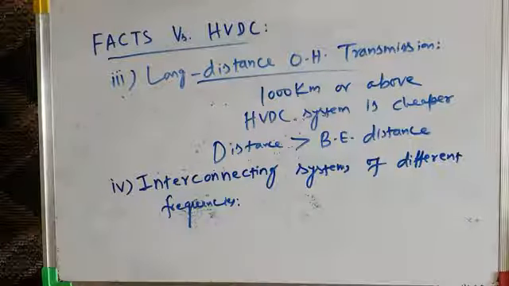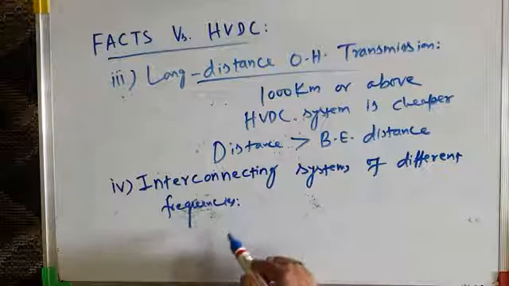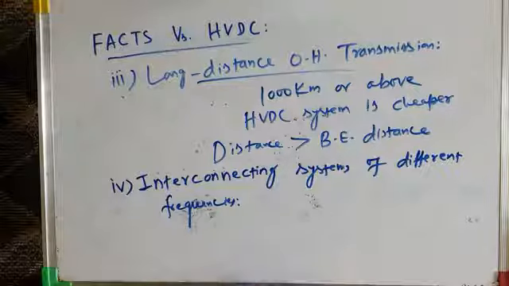And in that case, using FACTS technology, you can achieve many objects, like you can make the system more secure, more stable, its transient stability can be improved, power oscillations or electromechanical oscillations can be very effectively damped, magnitude of short circuit currents in the event of faults can be reduced with the help of FACTS devices, and then power transfer capability of existing power transmission systems can be increased, and so on. So therefore, where this interconnection of different frequency grids is not required, FACTS technology plays a pivotal role. We can use FACTS technology there.